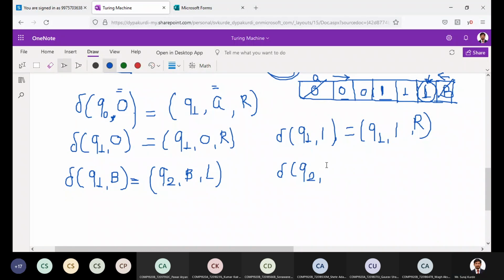So Q2, if it reads 1, then what do we have to do? We have to replace this by, let's say, B, and go to the left side. Now we have to move towards the left. So the transition is left. Now what will be the state? Should we change the state?